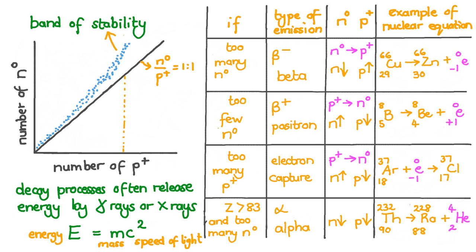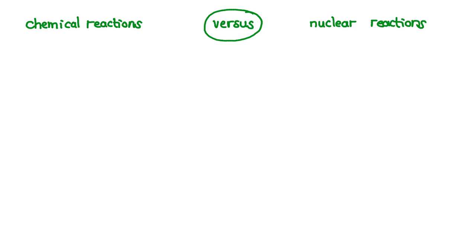Now that we know about nuclear stability and how to use the band of stability to determine what type of decay an unstable particle could undergo, let's turn our attention in more depth to nuclear reactions. But first, what's the difference between a chemical reaction and a nuclear reaction? Thus far in your chemistry studies, you are most probably quite familiar with chemical reactions. But nuclear reactions are different.